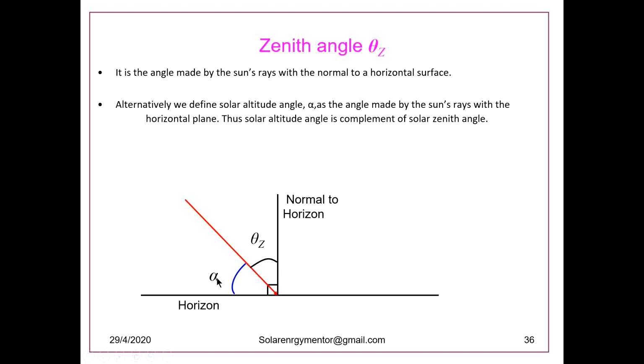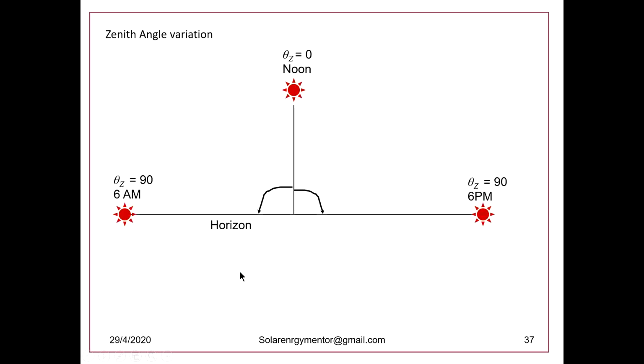Alternately, we can see here alpha. We define alpha as the solar altitude angle. Solar altitude angle is the angle made by the sun rays with the horizontal plane. Thus the solar altitude angle is the complement of the zenith angle. So 90 minus theta z is equal to alpha, and 90 minus alpha is equal to theta z. These two angles are also important for calculations. Alpha, the altitude angle, is particularly important for calculation in tracking. When some concentrating device has to be tracked, then this altitude angle becomes very important.